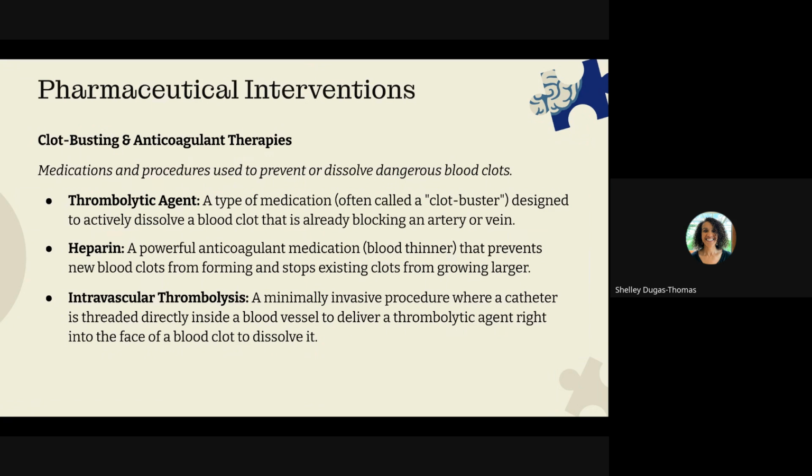Pharmacological interventions include thrombolytic agents, thrombo meaning clot, plus lytic, to break down or dissolve. These are considered clot busters. Heparin is an anticoagulant, anti meaning against. Coagulant equals clotting, so it stops new clots from forming. Intravascular thrombolysis is inside the vascular vessel. This means we use a catheter to deliver that clot-dissolving medicine right inside the vessel where the blockage lives.